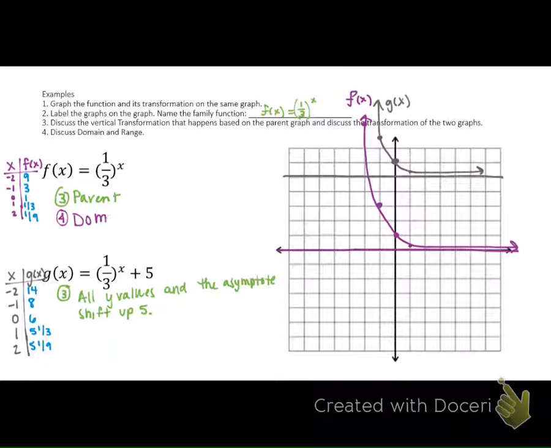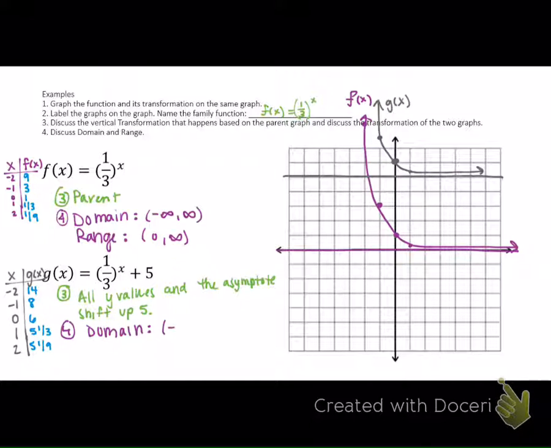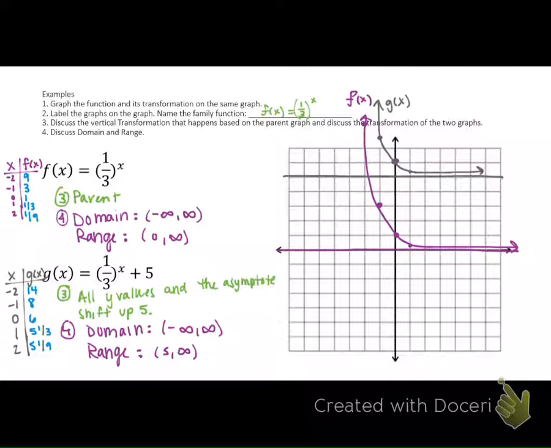Sarah, what's the domain of f of x? What's the range? Very good. Jacqueline, domain of g of x. And what's the range? Good. Okay, what questions do you guys have on this one before we move on to the next one?